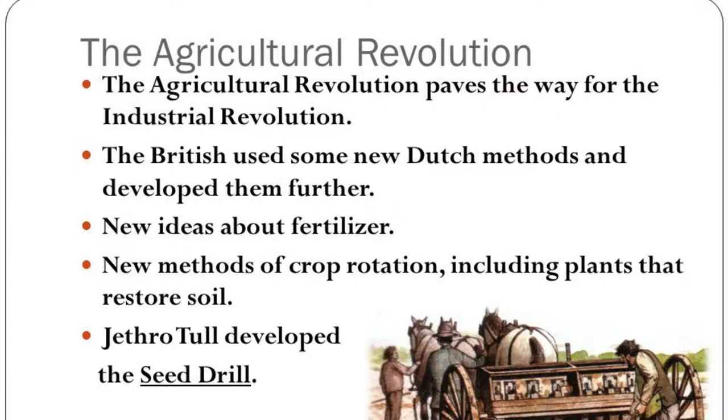The agricultural revolution basically paved the way for our industrial revolution. The British used some new Dutch methods and developed them further. New ideas about fertilizer, new methods of crop rotation, including plants that restore soil. Jethro Tull was the one that developed the seed drill.